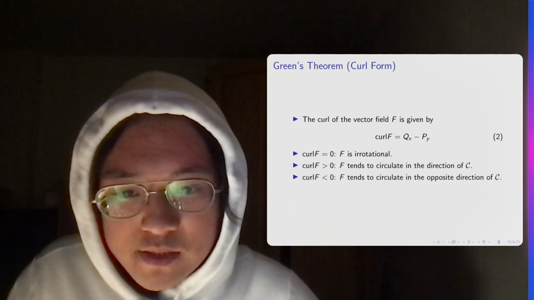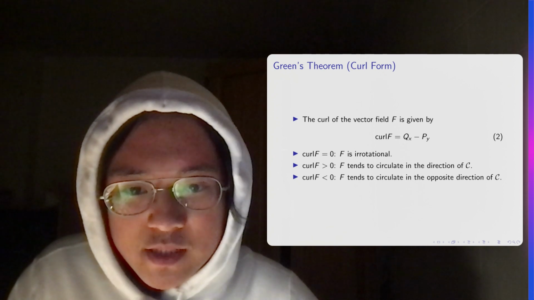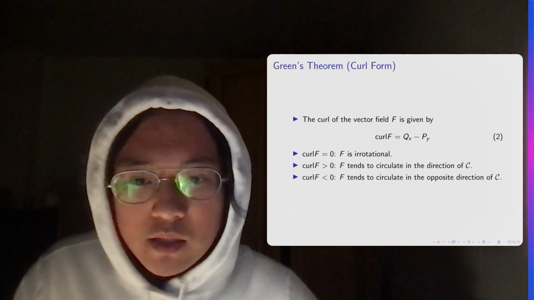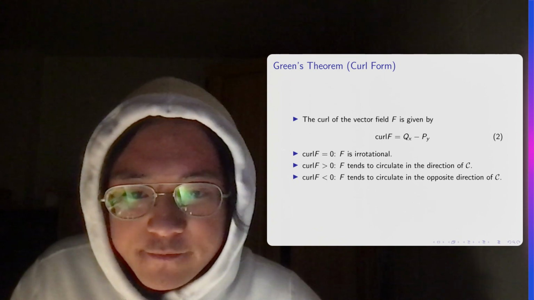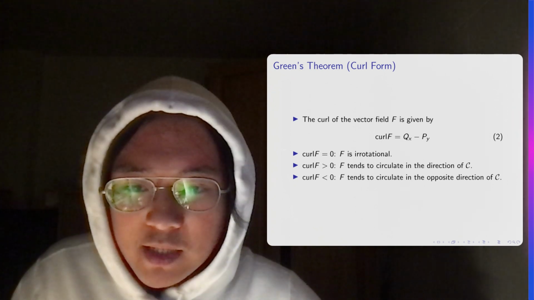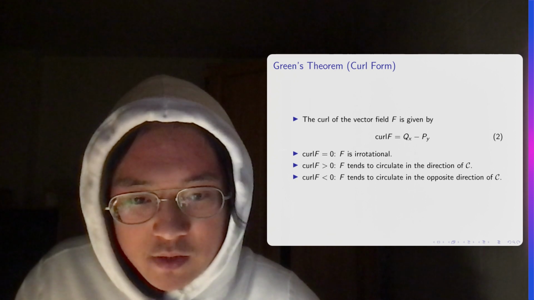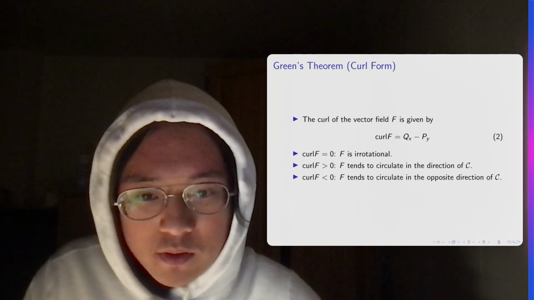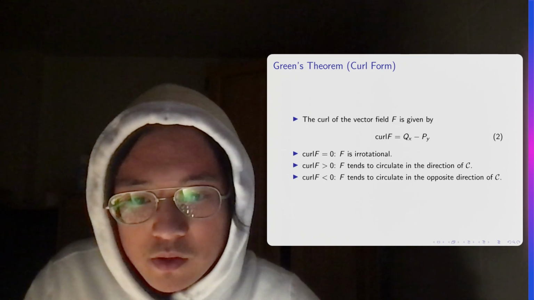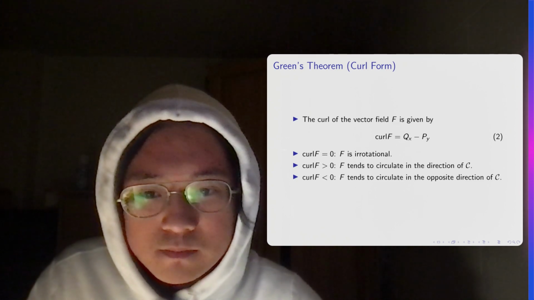When the curl of f is 0, we say the f is irrotational. That is, the vector field is not rotating along this curve. When the curl of f is larger than 0, we say that f tends to circulate in the direction of c, and when the curl of f is smaller than 0, we say that f tends to circulate in the opposite direction of c.